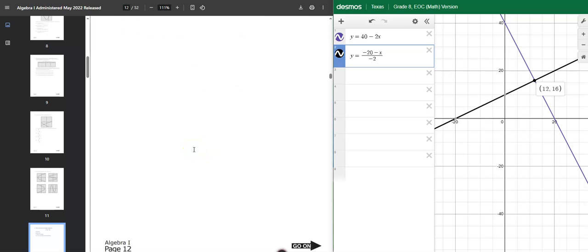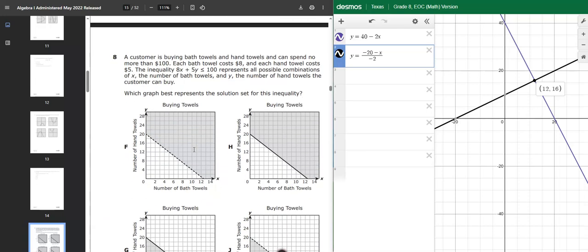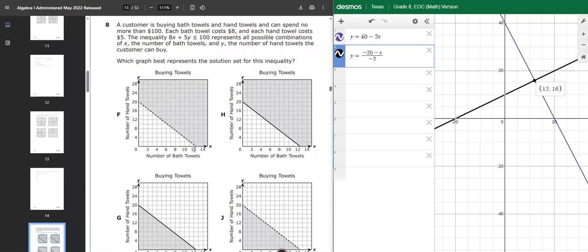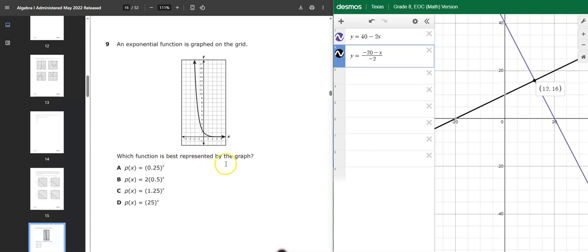All right. There are several others you can try. So I would highly recommend you go onto the TEA website. I'll show you how to get to that in a minute. Here's a good one to try. Pause the video and try this one.